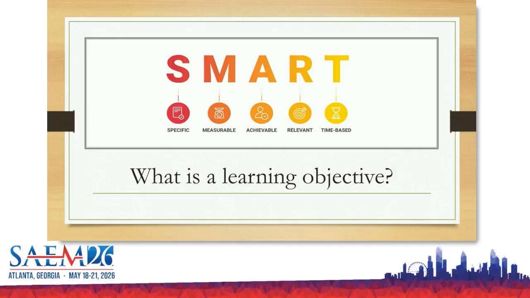What does that actually mean? So you want to clearly identify the core knowledge, the skill, the behavior that you want them to demonstrate. So central lines, I want them to insert one central line from identification of the vein on the model through port flushing. Okay, that's fairly specific.